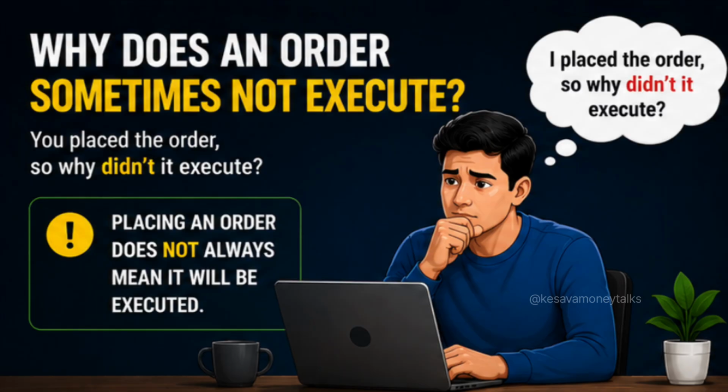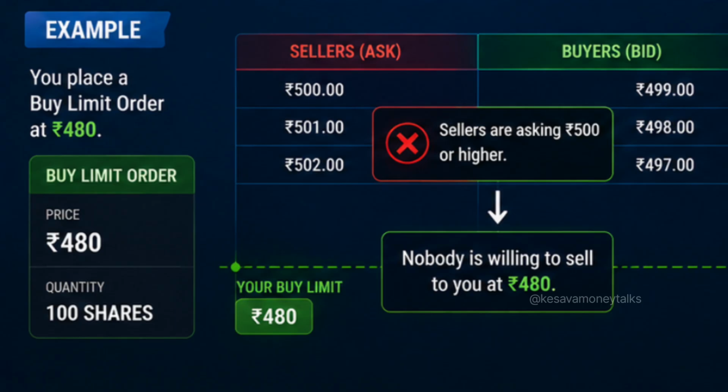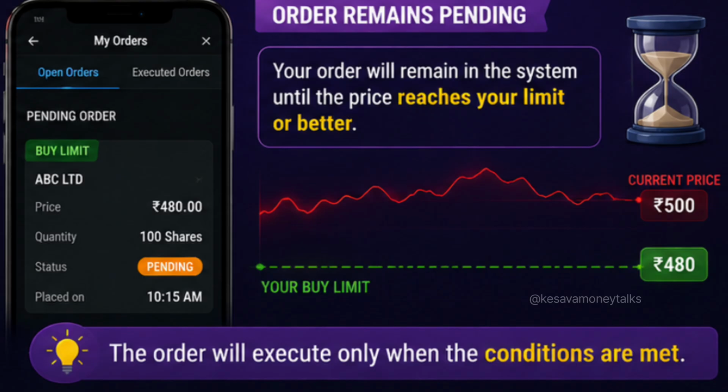Chapter 6, why does an order sometimes not execute? This is very important for beginners. You might think, I placed the order, so why didn't it execute? Because an order needs a matching buyer or seller at the relevant price. For example, you place a buy limit order at 480 rupees, but sellers are currently asking 500 rupees. Nobody is willing to sell you at 480 rupees. So your order may remain pending. This is why placing an order does not always mean it will be executed.